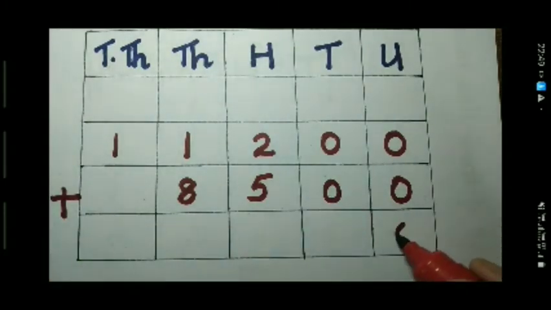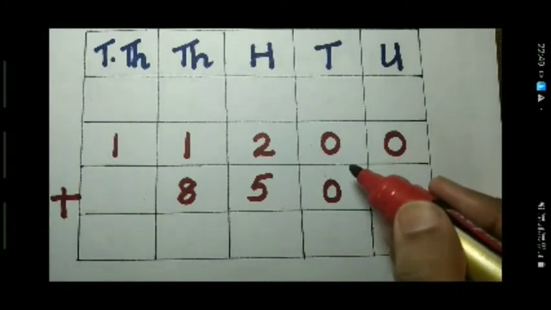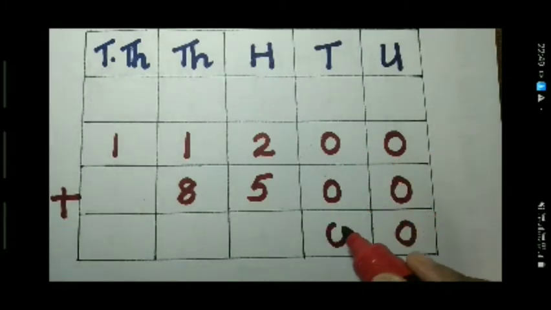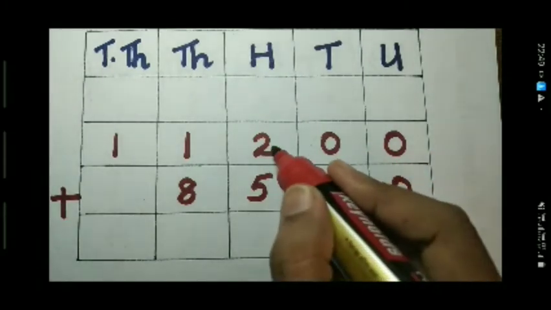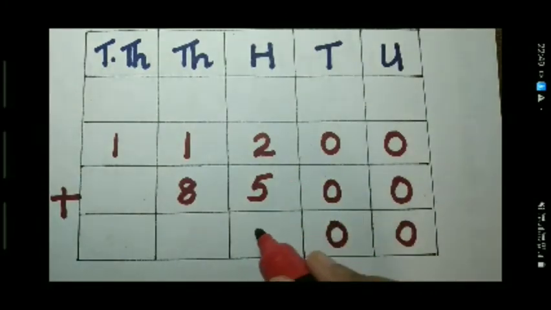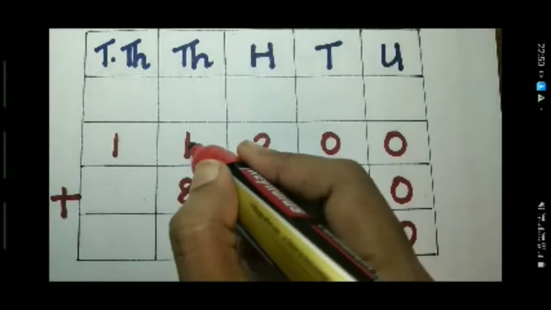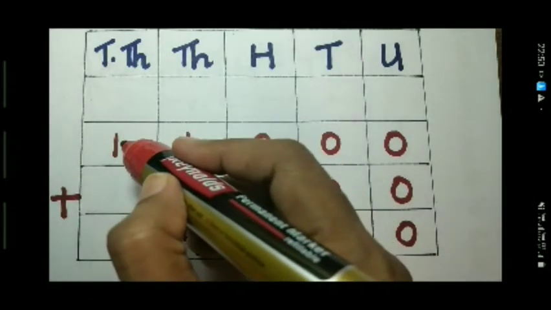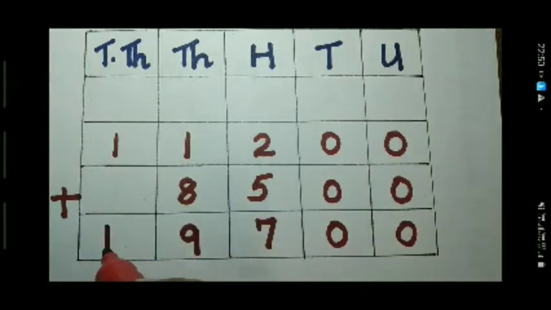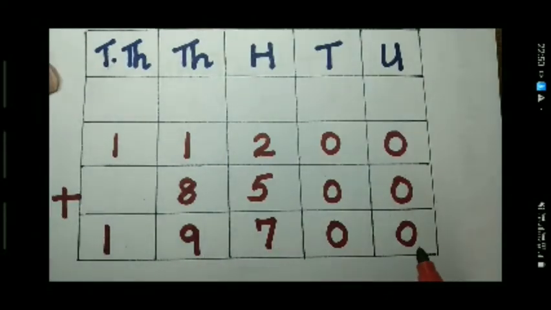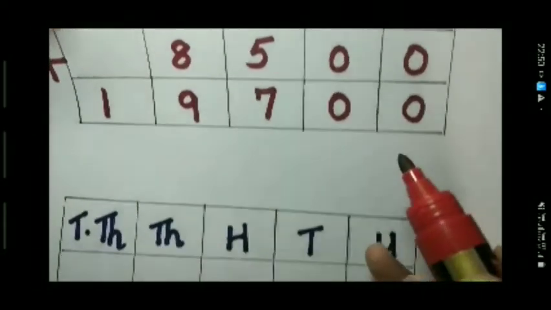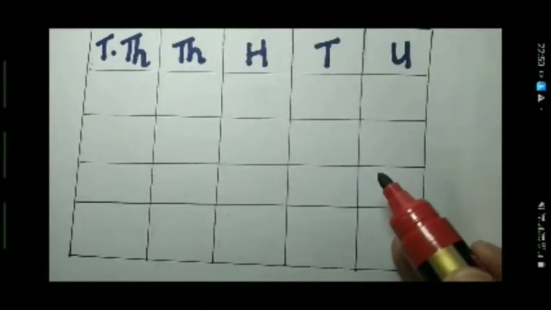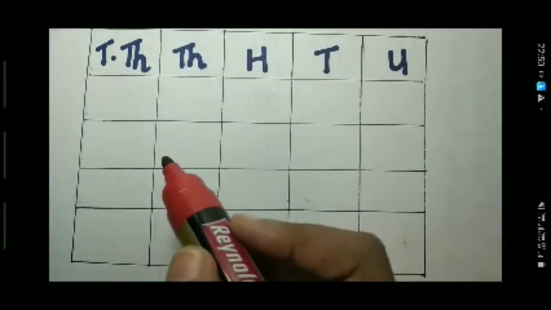0 plus 0 is 0. 2 plus 5 is 7. 1 plus 8 is 9. 1 plus nothing is 1. So 19,700 is the sum of the number of men and women. Now we go to the next operation.